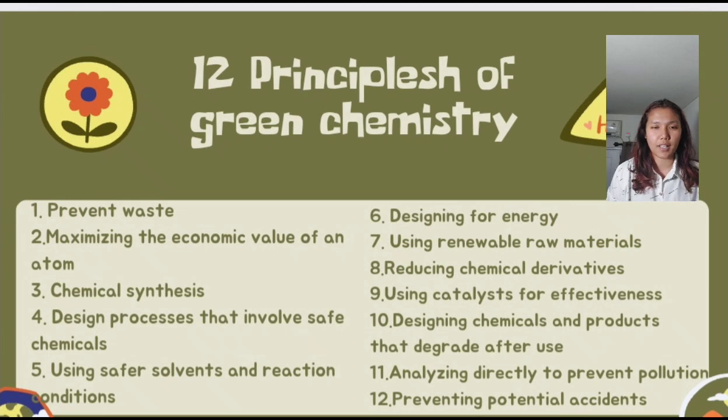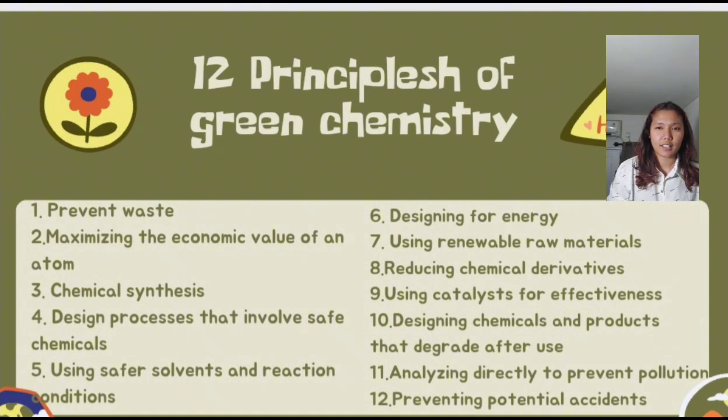Next is reduce chemical derivatives. As much as possible, reduce chemical derivatives to reduce reaction steps, additional chemicals, and waste production. Next is using catalysts. The use of catalysts serves to increase selectivity and reduce waste, reaction time, and energy in reaction. Next, design easily degradable chemicals. Chemicals must be designed to easily degrade and not accumulate in the environment so as not to cause pollution.